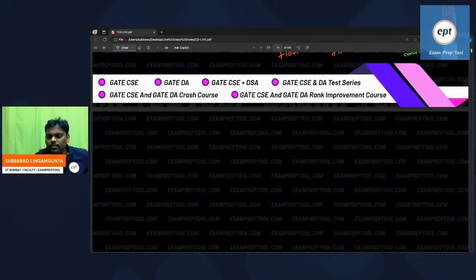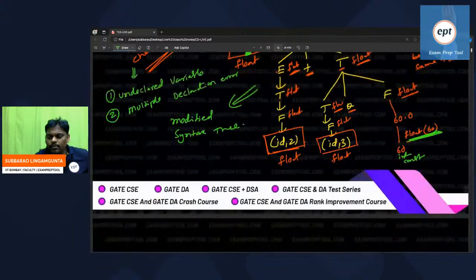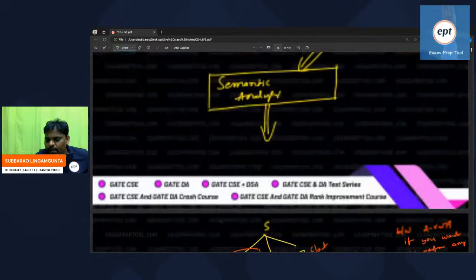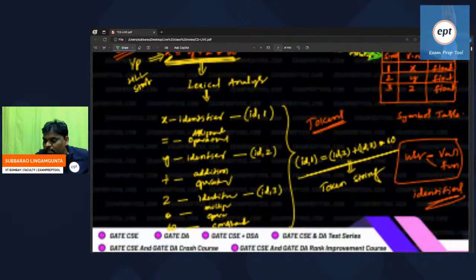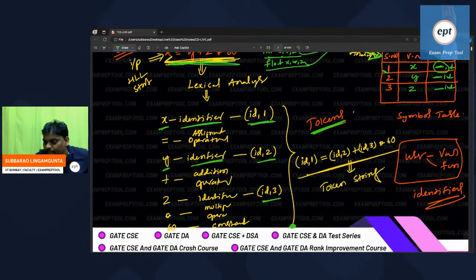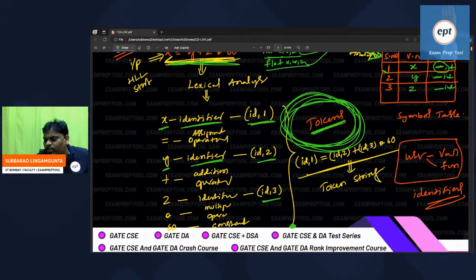Everyone can store, but remember the functionality. Lexical is only tokens. Some people are saying he can do undeclared also, multiple declaration also, some people are saying everything he will do.